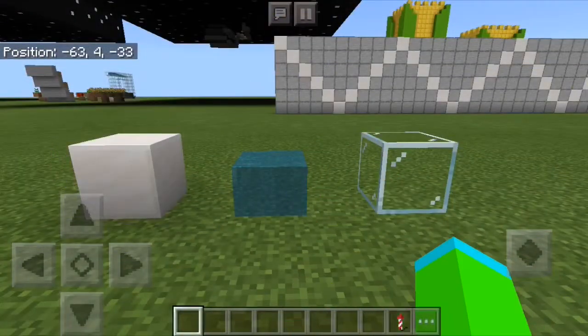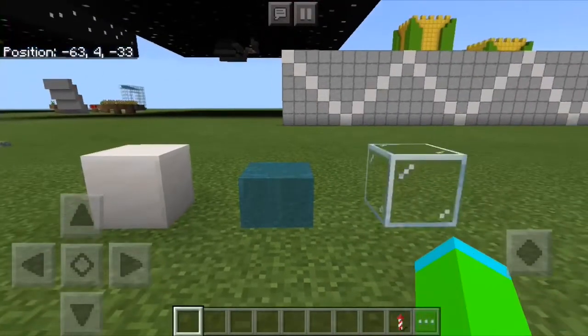Opaque objects let no light through. Translucent objects let some light through. Transparent objects let all light through.